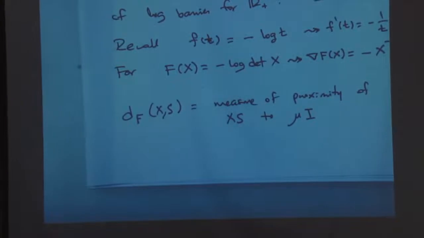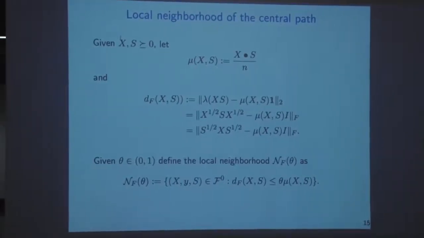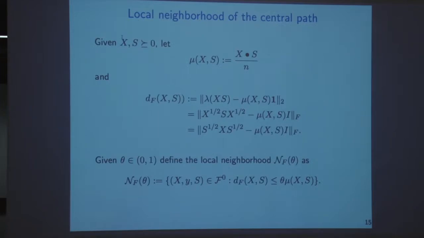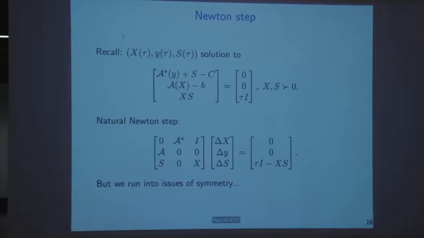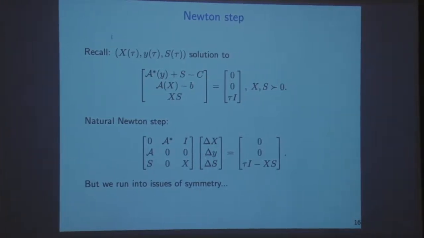And then, given some theta between 0 and 1, we define the local neighborhood very much in the same spirit as the local neighborhood for the linear programming case. Okay? All right. Now, remember, the Newton step is kind of the crux of the algorithm. So the Newton step, we remember the central path equations are the equations at the top. So the Newton step would be a linearization of those equations. Okay? A linearization of those equations.